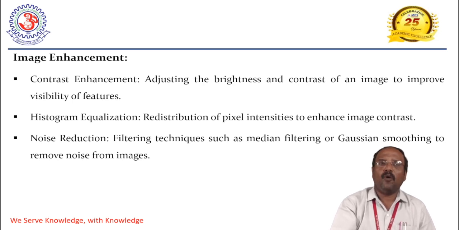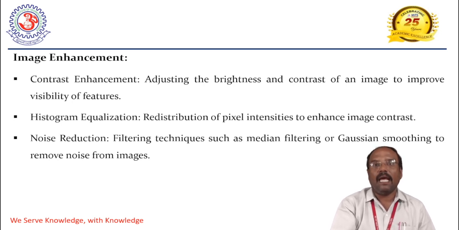Let me have a little discussion on image enhancement. First of all, contrast enhancement. Contrast enhancement denotes adjusting the brightness and contrast of an image, where we can improve the visibility of features. That is what we denote in contrast enhancement. Here also we can have many algorithms to adjust the brightness and the contrast of images. Second, histogram equalization. It denotes the redistribution of pixel intensities, where we can enhance the image contrast.